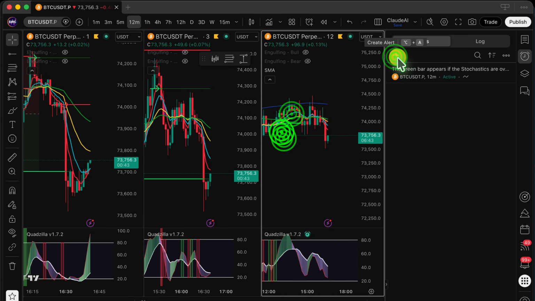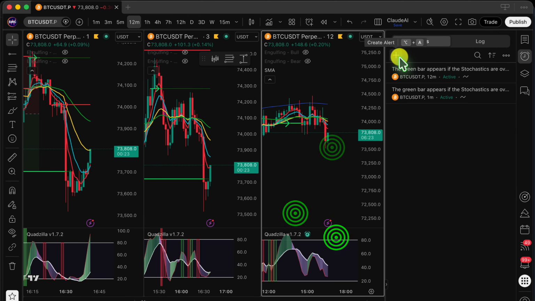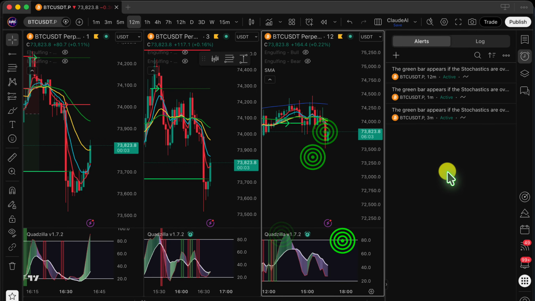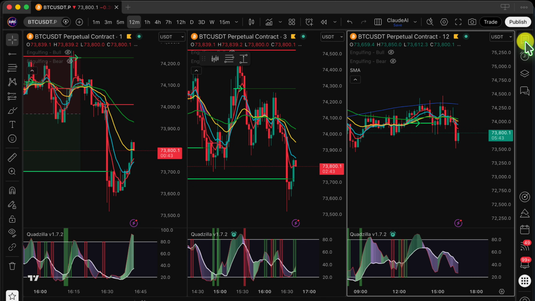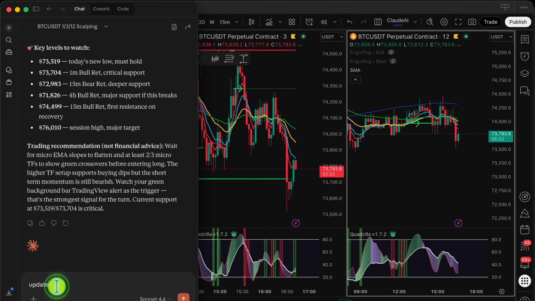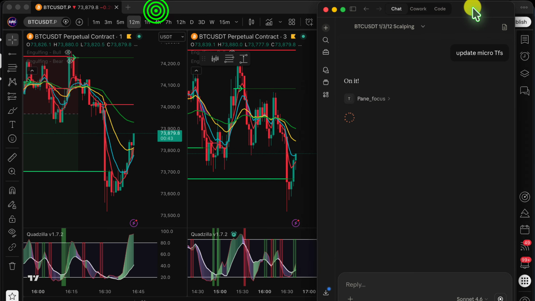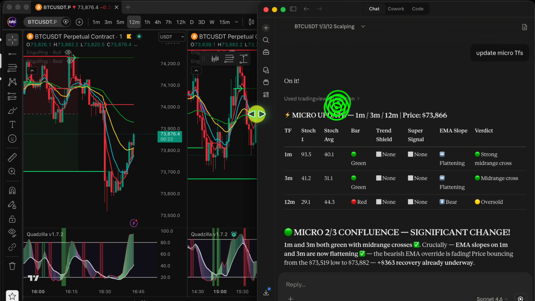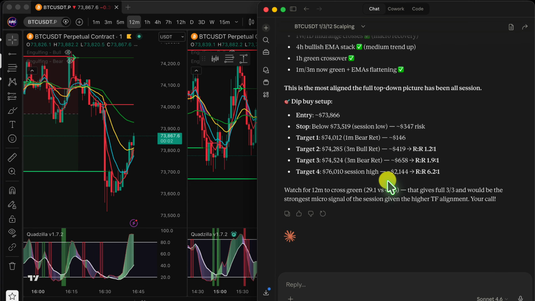Now then, I've just sped this bit up because I set some alerts on Quadzilla and I left it to run really. So I was hoping that the price would go up from that level I was saying, which was 73,700, which is what I mentioned in the YouTube short.